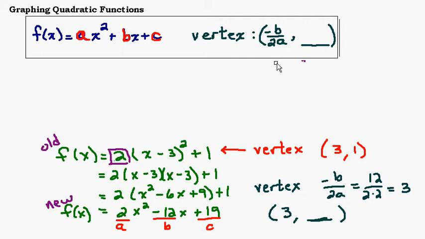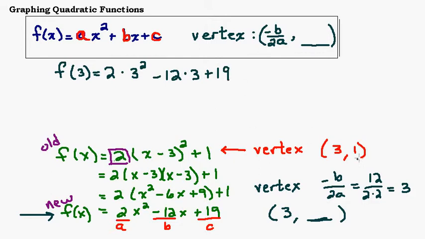We can see we're on the right track here because we know the vertex of this parabola is 3, 1, and using our new formula we came up with an x value of 3, so we know that's right. To find the y value, we know the x value is 3, so we plug it into the function. F of 3 equals 2 times 3 squared minus 12 times 3 plus 19. If we did this right, it should come out to be 1, because we know from the old form, before I simplified it all out, that it was 1.